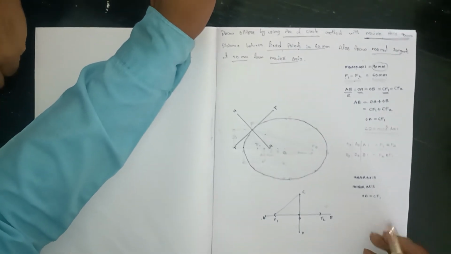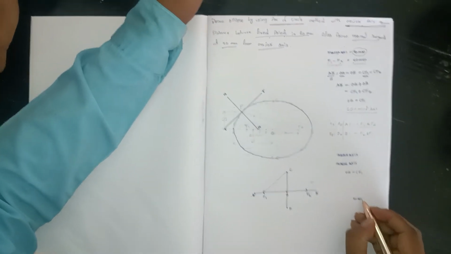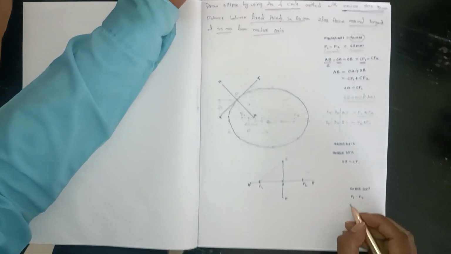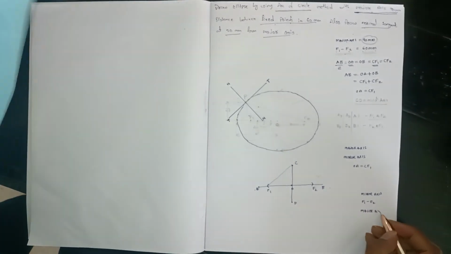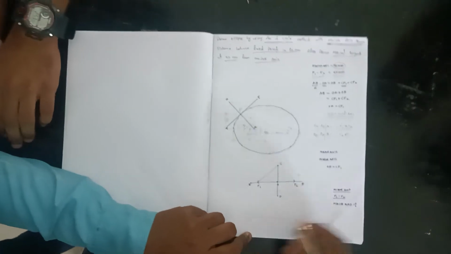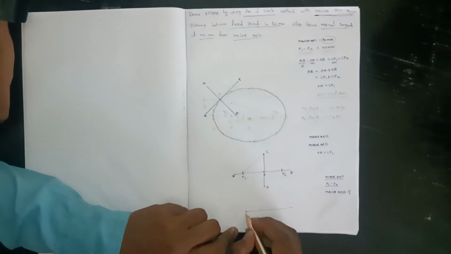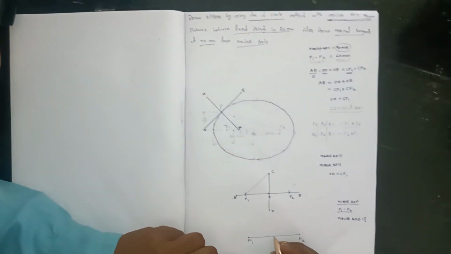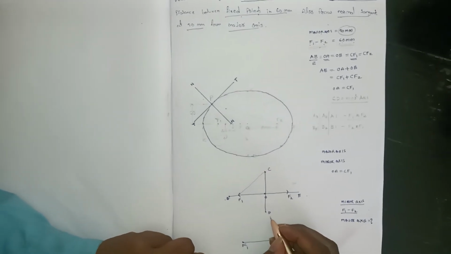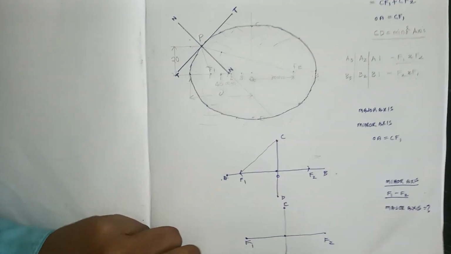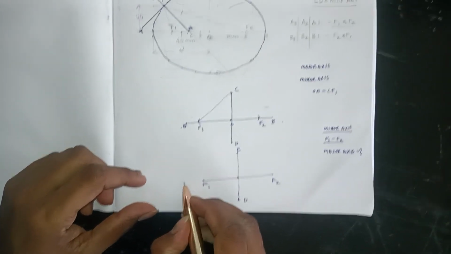Sometimes they give only the minor axis and only the focal length. Then you need to find out the major axis first. For that, see. First of all, take the F1, F2 distance, and mark the center point. Then you have to take the minor axis, that is C and D. Here you don't know the major axis. For that, you have to extend this line.